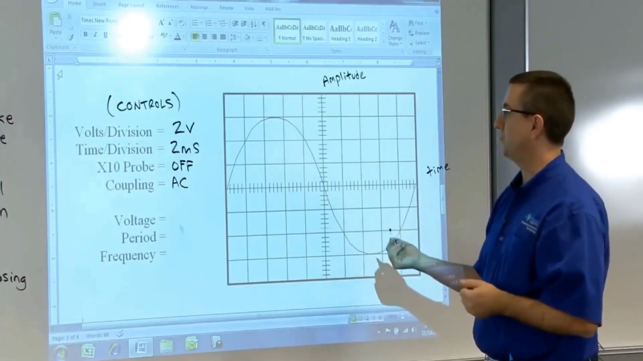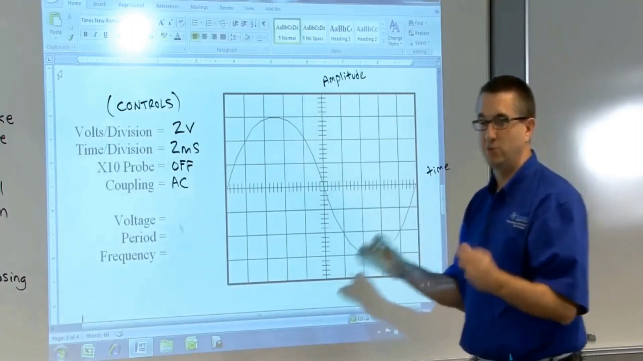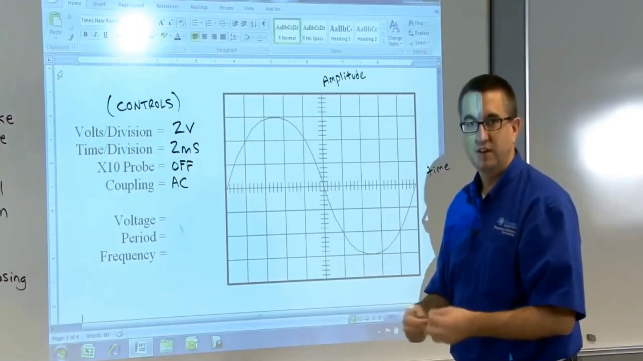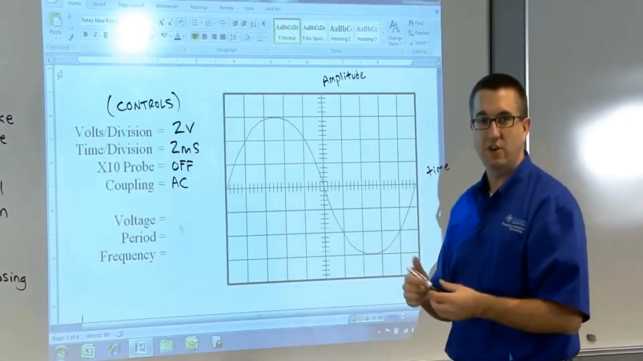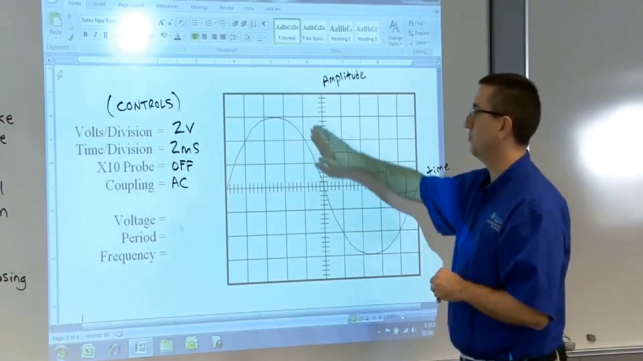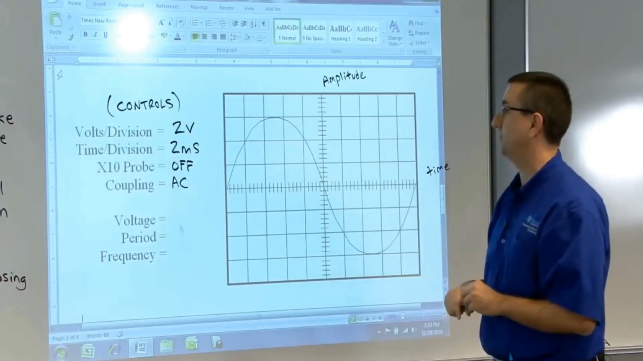Our volts per division, and when you look at voltage of an AC waveform, the oscilloscope is one of the few meters that you can actually do this on. Digital multimeter will read AC in RMS units. Analog meter, we can read AC in RMS units. The oscilloscope is actually going to be the only meter where we can actually read a true peak-to-peak waveform. So that's kind of a unique aspect of the oscilloscope.